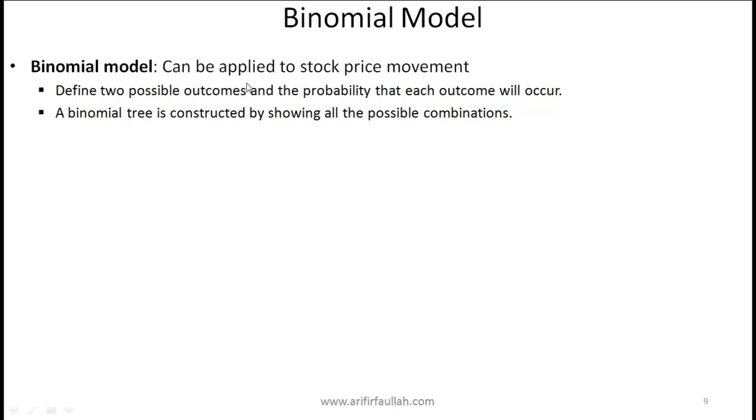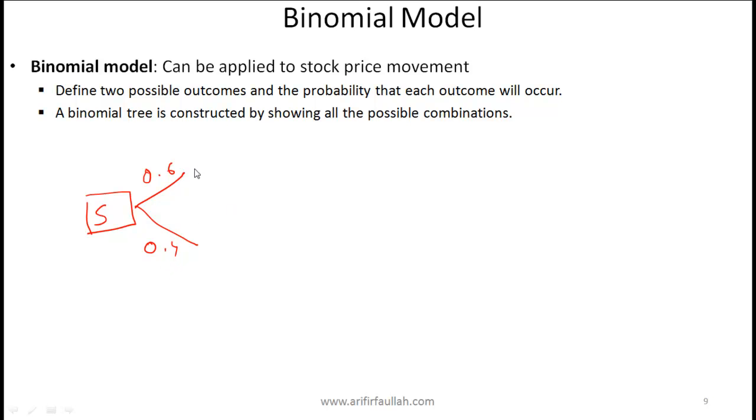A binomial model can be applied to stock price movement. The way we make this work is we define two possible outcomes and the probability that each outcome will occur. So let's take a simple example. Say a stock price currently starts at S, and the two possible outcomes are that the stock price goes up or the stock price goes down. Let's say that the probability of going up is 0.6, the probability of going down is 0.4, and this is the up probability, this is the down probability.